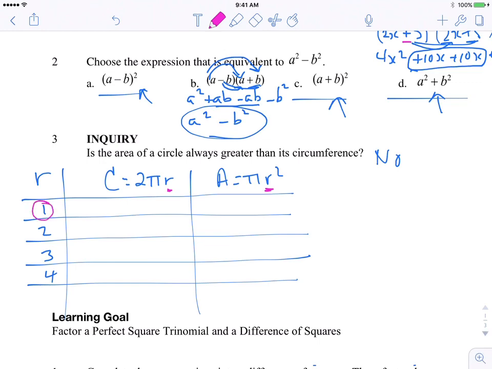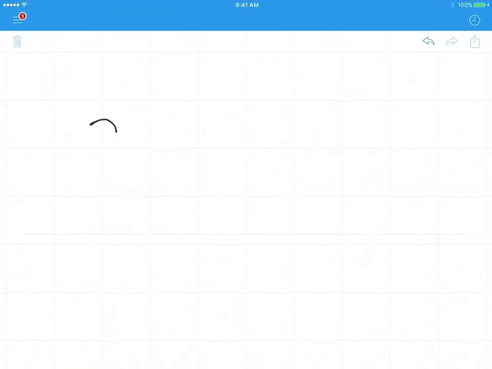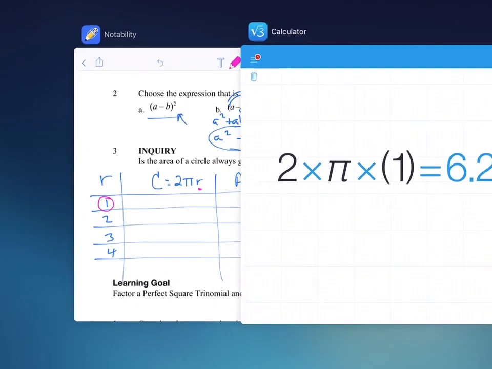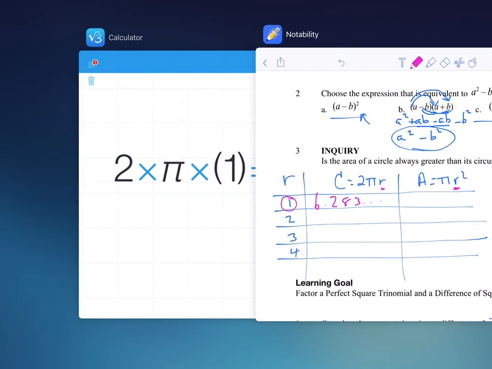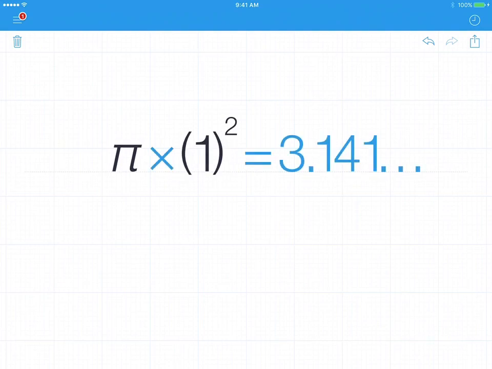So I use 1, and if I sub that in for radius into the formula 2 pi r, let's take a look here. I have 2 times pi times 1. I get 6.283. So let's go ahead and put in 6.283, and pi r squared, pi times 1 squared, 3.141.